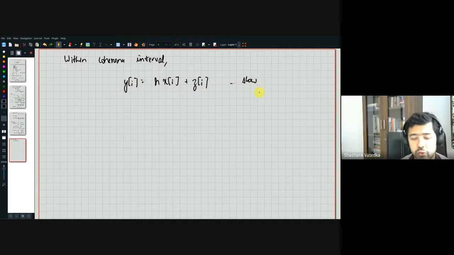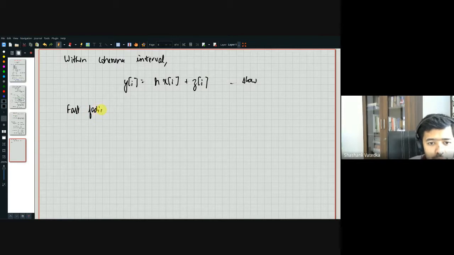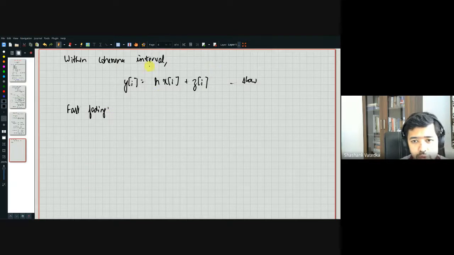So this is for a slow fading channel, whereas for a fast fading channel, the coherence interval is going to be very, very small. So this is true in any case, for within a coherence interval. Let us say the kth coherence interval. This is h_k x of i plus z of i, where this depends only on which coherence interval you are in, and within a coherence interval you could be transmitting multiple symbols.